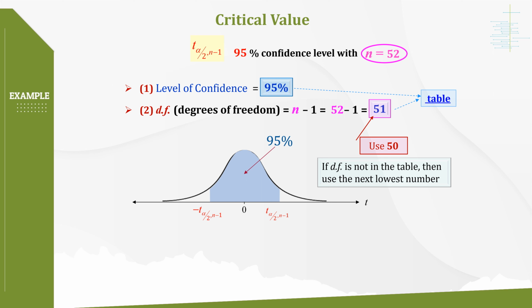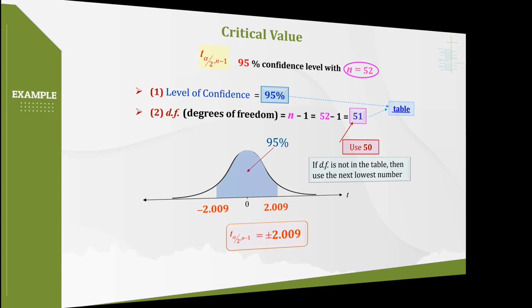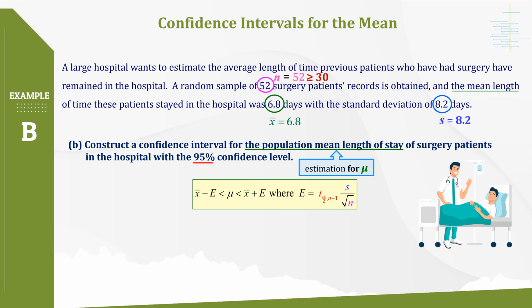Now we have found a positive critical value 2.009. However, we should have the negative t critical value as well. So plus or minus 2.009 are the critical values for the 95% confidence level with a sample size of 52. We have just found the t critical values plus or minus 2.009. Here, I have just listed the positive t critical value since the first formula has plus and minus signs for calculations.